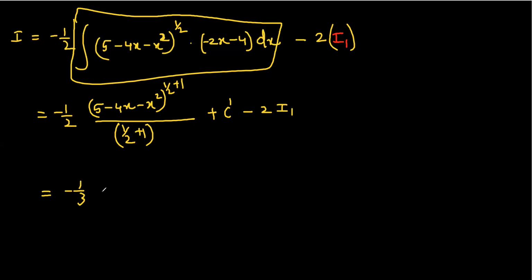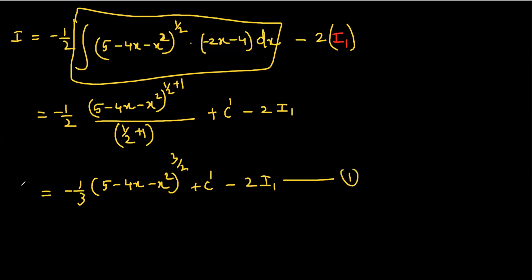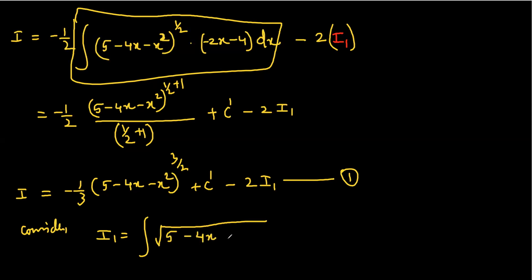And this is (5 minus 4x minus x squared) raised to 3 by 2 plus c dash minus 2 I1. This is my equation number 1. And what I do next, students, now I will go for I1. I will write, consider I1. What is I1? I1 is the integral of square root of 5 minus 4x minus x squared dx.